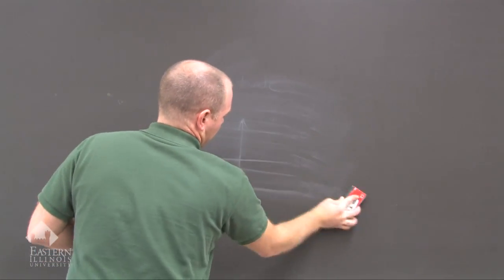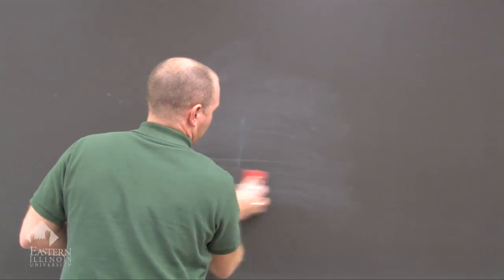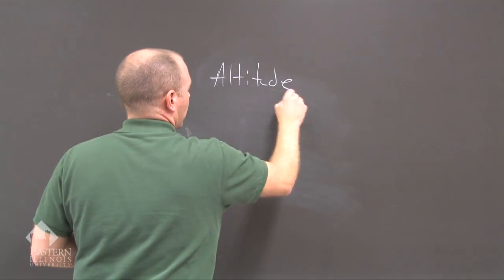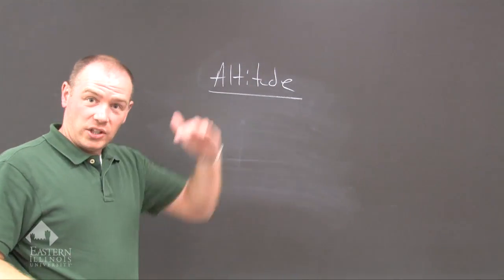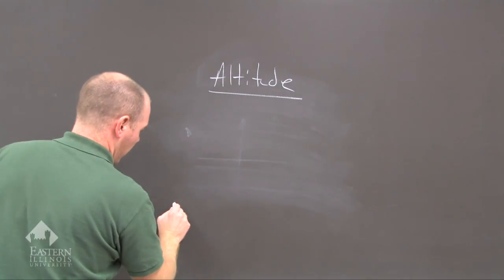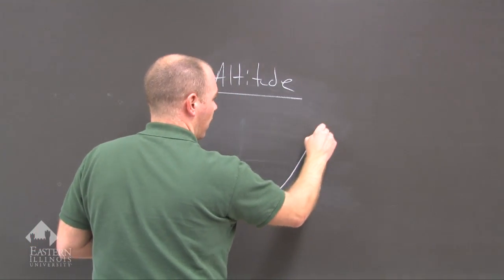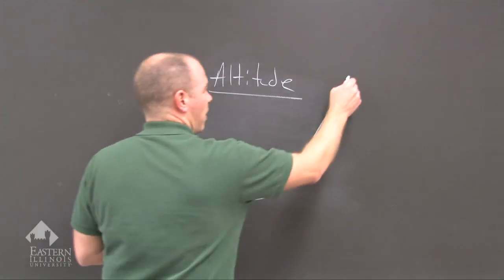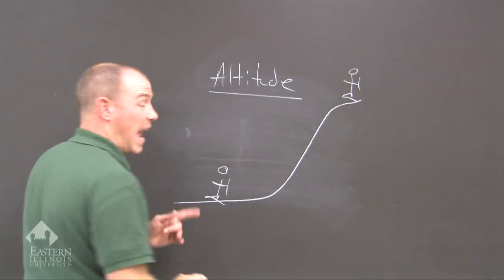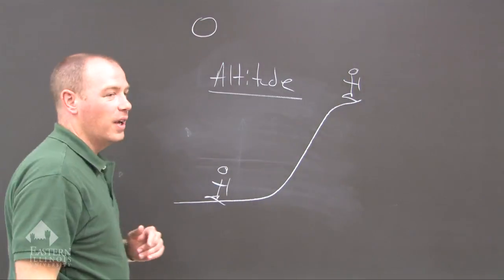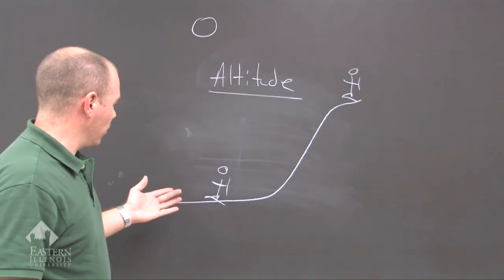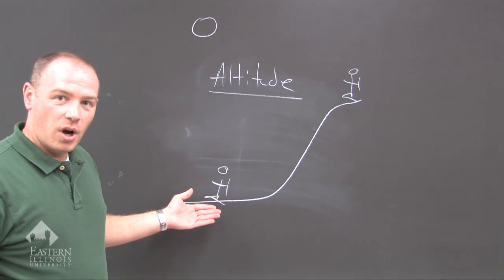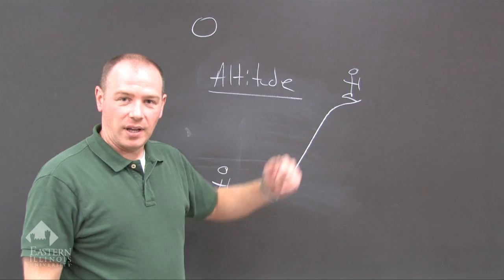The next control on temperature is altitude. Altitude is the change in height. So here we have a valley, and then we have mountains. If we have a person that stands here with a thermometer, and a person that stands here with a thermometer, and I place the sun here, let's consider the relative temperature for the valley. Is it going to be warmer or cooler than the mountaintop?